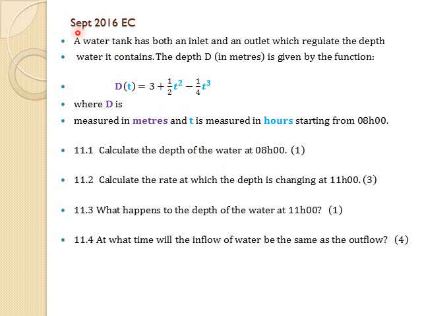Right, next question comes from September 2016, Eastern Cape, my home province. A water tank has both an inlet and an outlet which regulate the depth of water it contains. The depth d in meters is given by the function d(t) equals 3 plus half t squared minus a quarter t cubed, where t is measured in hours, and very important, we start from 8 o'clock.